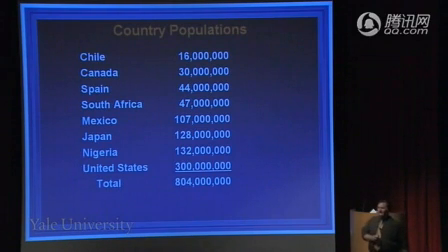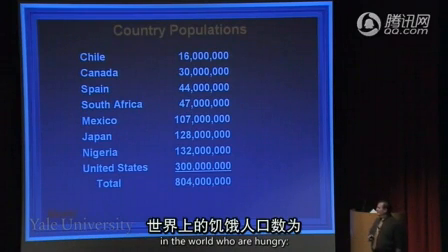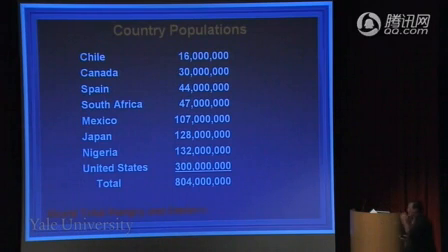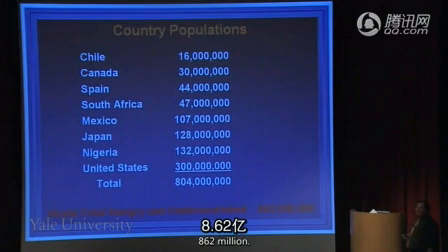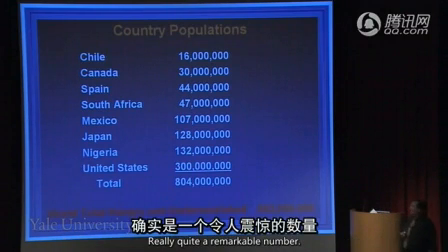804 million people. The line that you're going to see next shows the number of people in the world who are hungry: 862 million. So more people than the populations of all those countries added together. Really quite a remarkable number.